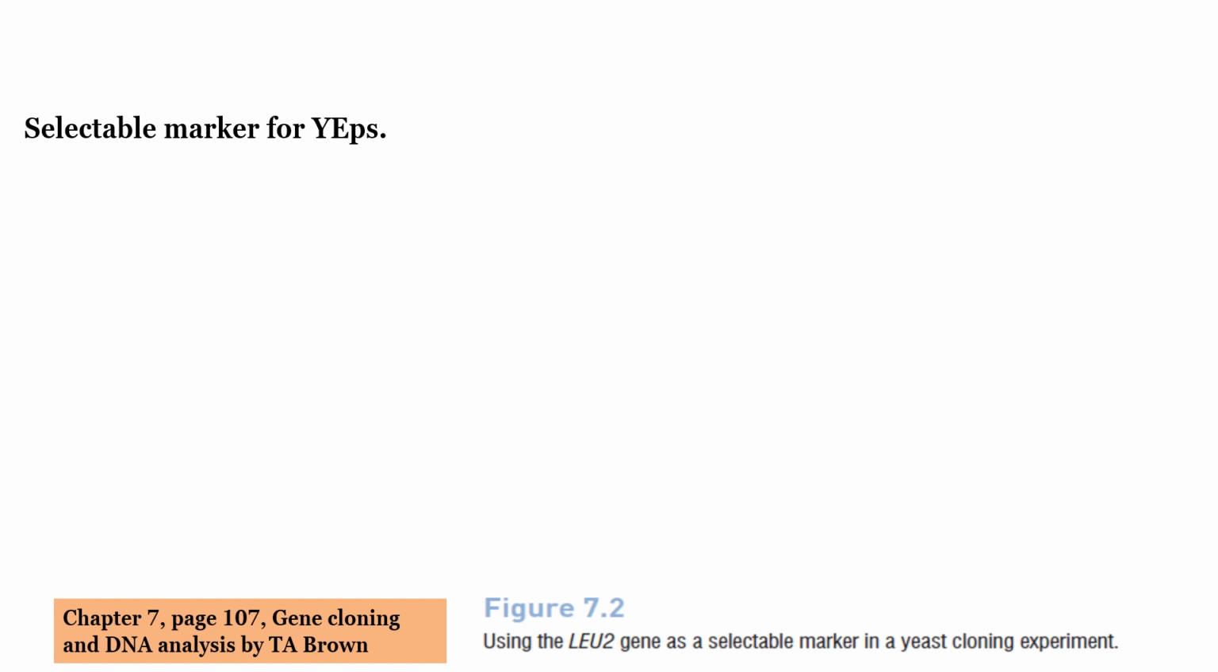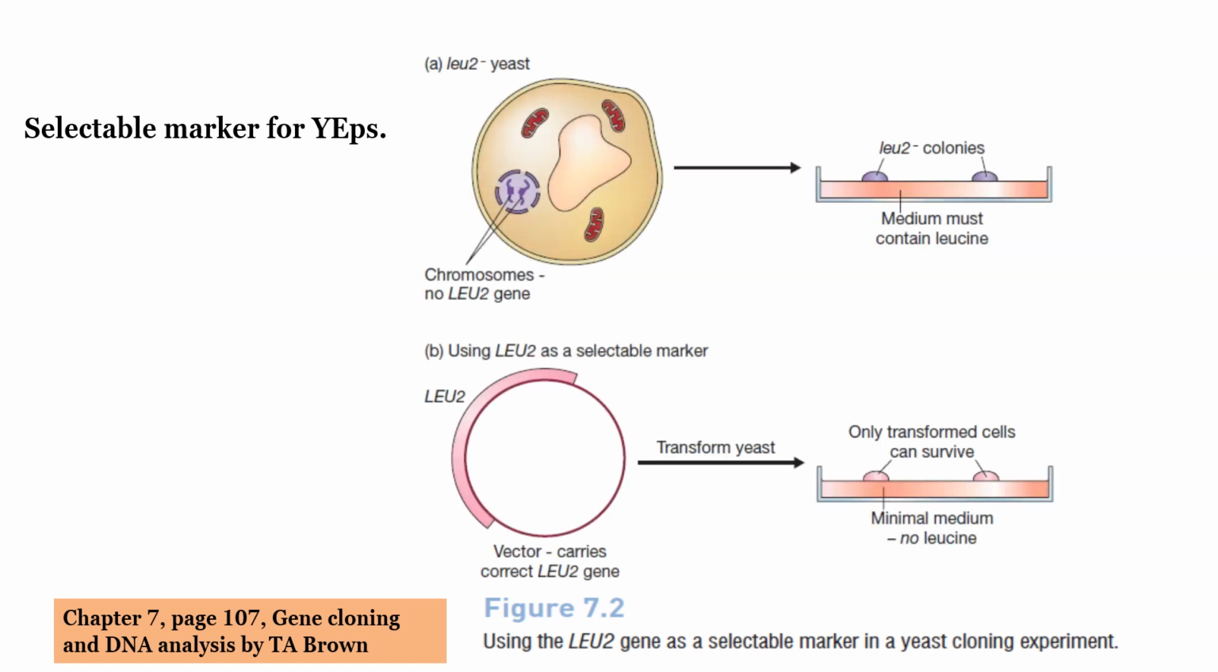Now let's see how we are going to use the LEU2 gene as a selectable marker in a yeast cloning experiment. In order to use LEU2 as a selectable marker, first we need to ensure that we are selecting a yeast which is deficient in this gene, which is a LEU2 negative mutant. Such mutants are called auxotrophic mutants, the mutants which lack one or more metabolic genes, and they require a special kind of media to be grown. They need a media to complement for the gene which they are missing.